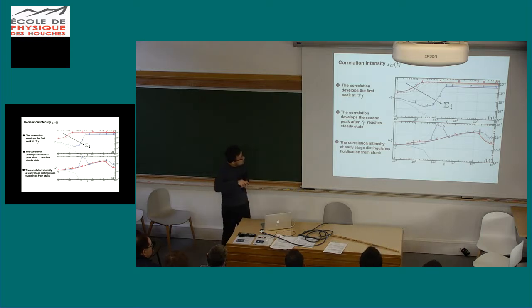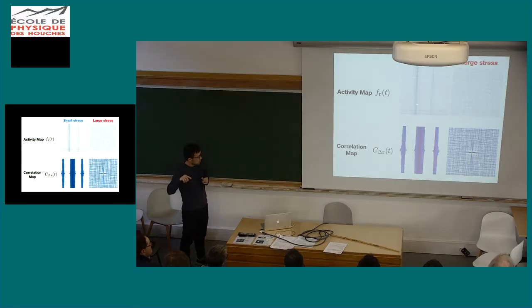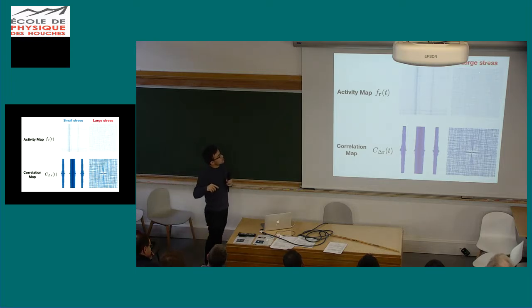And then I showed just two maps, the correlation map and the plasticity map, for the largest stress at the first peak and for the smallest stress at the first peak, and they look like that. For the small stress, which is close to the critical point, you see that there's some shear banding forming with a very strong system-spanning correlation. Whereas for the large stress, which is far from the critical point, the activity map is rather homogeneous, and in the correlation map there's some correlation, but not very strong.